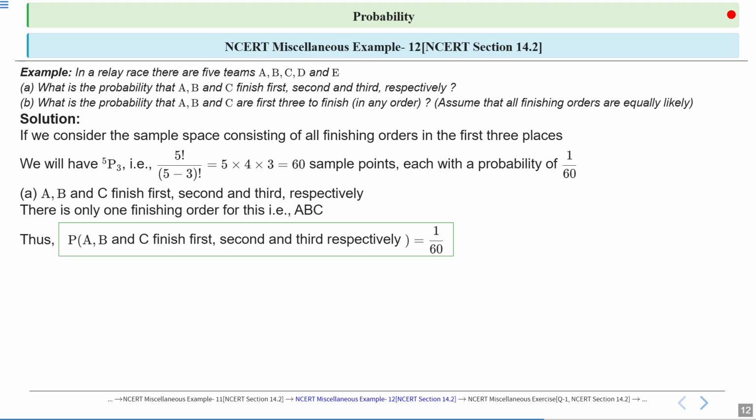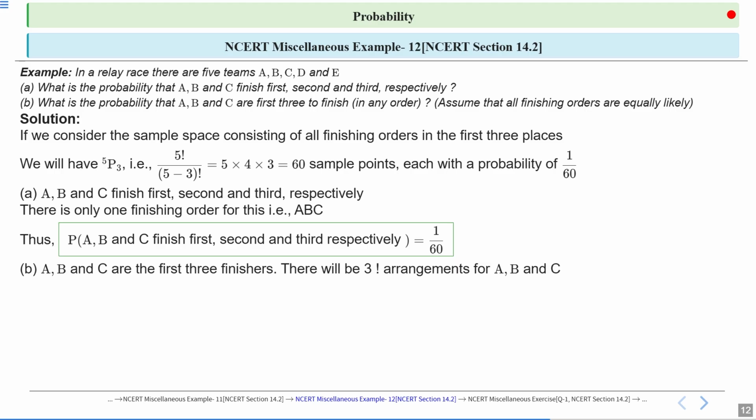Clear? Basically we used the classical definition of probability, that is, the probability of an event E is equal to the number of elements favorable to the event E divided by the number of elements in the sample space. Here you can see in the sample space we have 60 sample points, and out of these 60 points there is only one finishing order for A, B, C finishing first, second, and third. Therefore the probability is equal to 1 by 60. Clear?